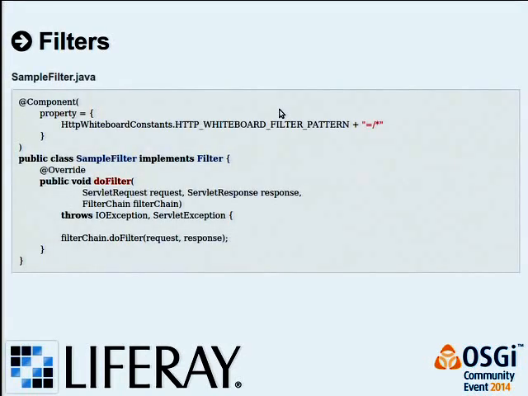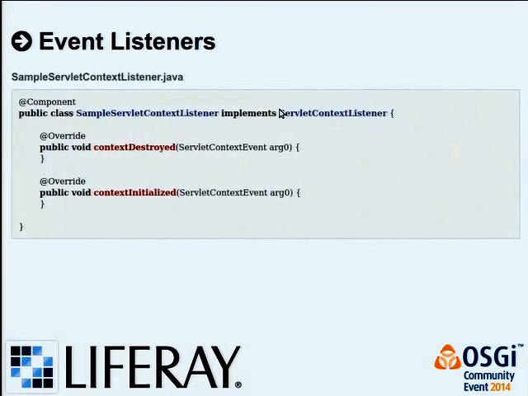And then a filter. Again, just a property saying whiteboard filter pattern. My pattern is /star. And I'm creating a filter. This filter literally does nothing except continue the filter chain. You can do pre-post, you know, it's a filter. We're used to those. And then finally, a servlet context listener. This is just one of the event listener types that are supported, but this is, again, literally an implementation. There is no other properties here other than a component. And so this will be handed to the default context by default because it's not stating.